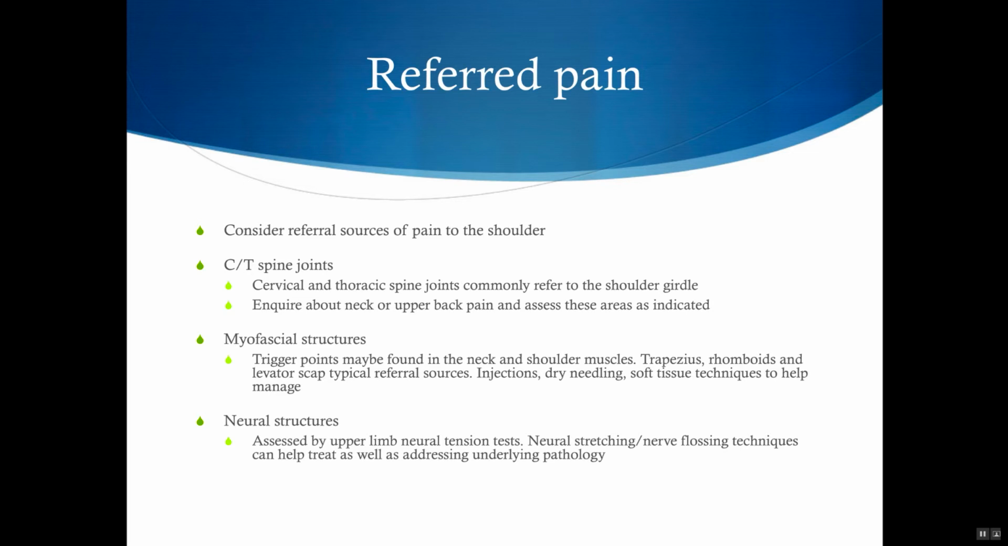The management for these conditions would involve injections, dry needling techniques, and soft tissue techniques to help manage and resolve the trigger points in the myofascial pain. Finally, you want to think about neural structures that may refer to the shoulder, which you can usually assess with the upper limb neurotension tests. For those patients, nerve stretching or flossing techniques can be helpful, as well as addressing any underlying pathologies such as cervical disc disease or thoracic outlet issues, etc.